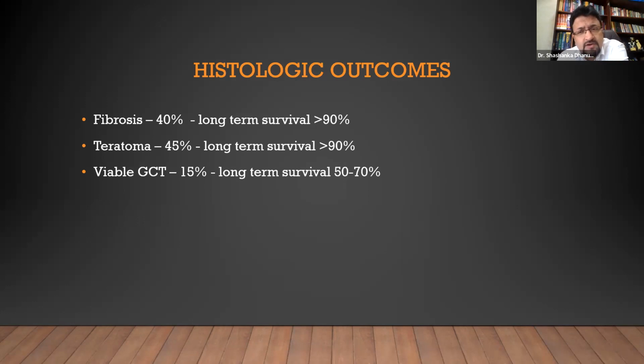The outcomes are three. Number one, fibrosis, seen in about 40% of cases. The long-term survival is more than 90%. Teratoma, about 45% of cases. Long-term survival approaches 90% in these as well. And viable GCT is seen in about 15% patients. These may need some adjuvant treatment, and the long-term survival drops down to 50 to 70%.